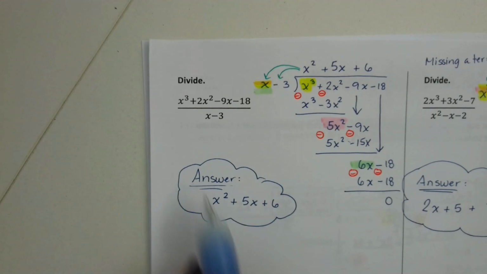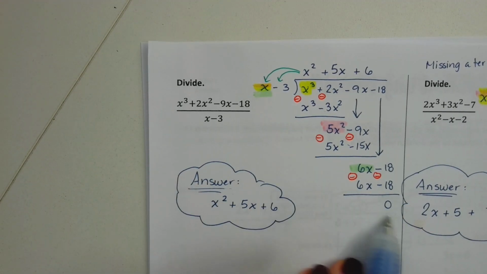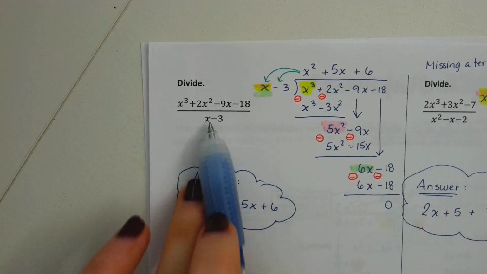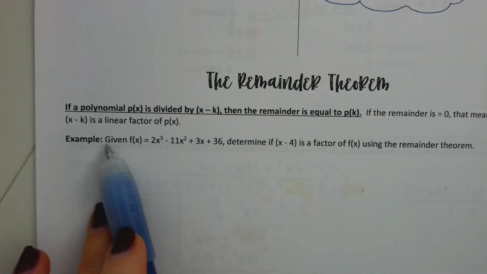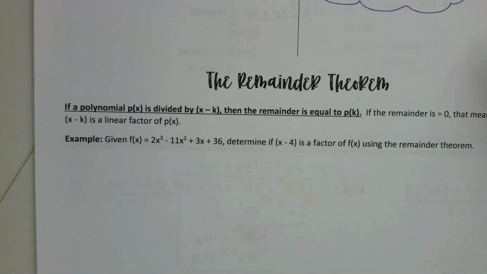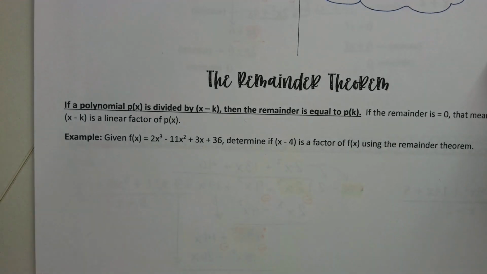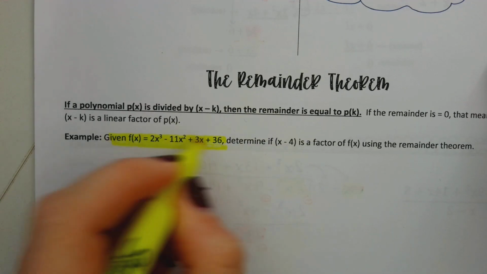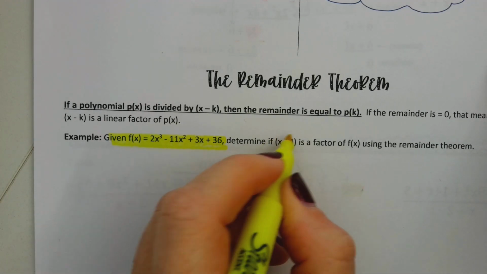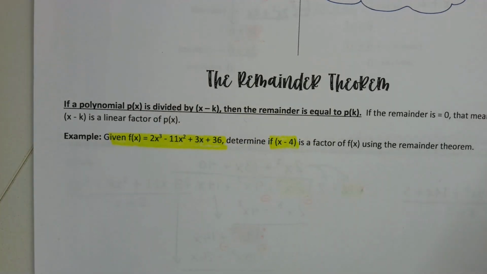We kind of talked about that earlier. We got a remainder of 0 on this one, so that means that x minus 3 is actually a factor of it. Okay, so on this one, our little example here, it says, given that f of x is equal to 2x to the third power minus x squared plus 3x plus 6, determine if x minus 4 is a factor of f of x using the remainder theorem.